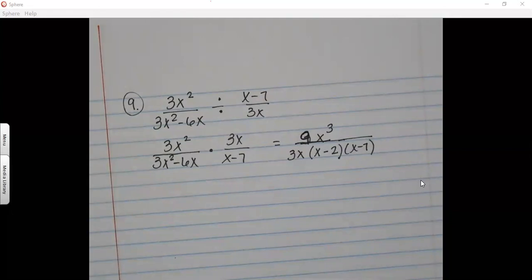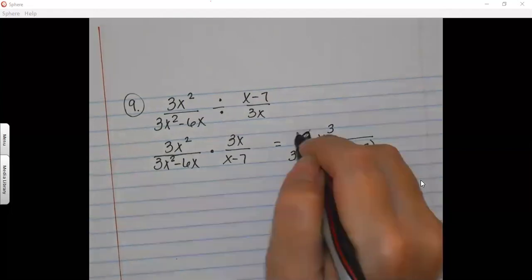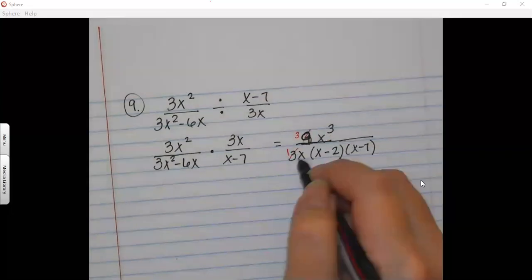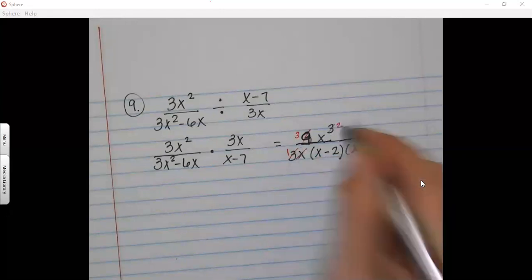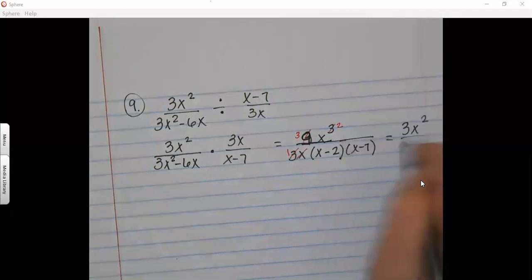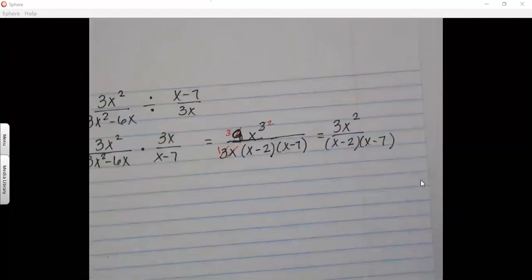The 3 and the 9, right? And the x cubed and the x. So 3 divides into 9 3 times, so I'll change that to a 3. 3 divides into 3 once. And then the denominator, x cubed divided by x, that x in the denominator will go away, and I'll be left with x squared in the numerator, correct? Okay. So that gives me 3x squared divided by, now I just have 1 times, I don't need to put that, x minus 2 times x minus 7. And the answer key did not distribute in the denominator, so I'm not going to.